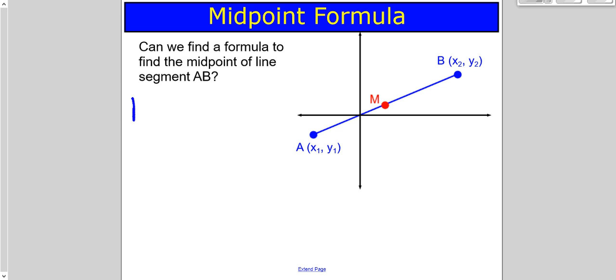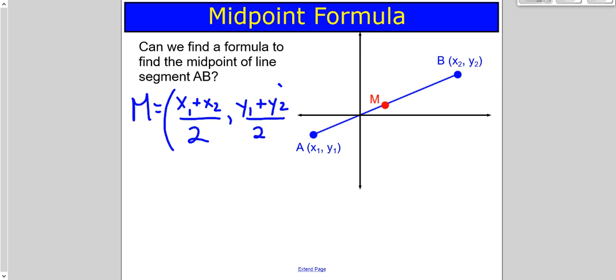So if we want to find the midpoint, you want to take your average between your x's. So you're going to add x1 plus x2 and then divide by 2. That'll give you your average between your x's. And then y1 plus y2 divided by 2 will give you your average between your y's. And then this is your midpoint. You get an x coordinate and a y coordinate, which will give you your capital M, which is the midpoint.